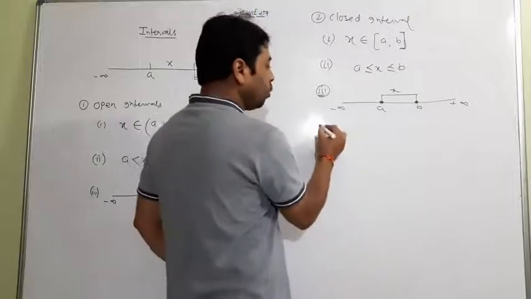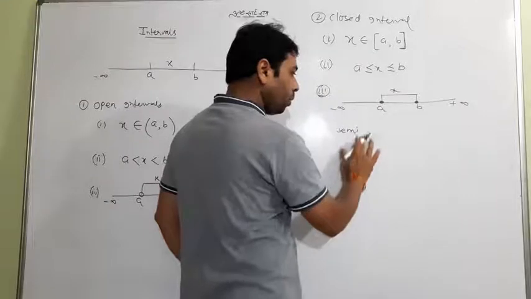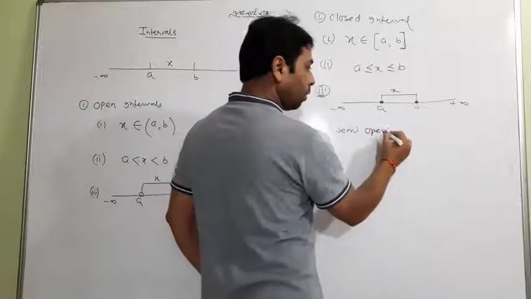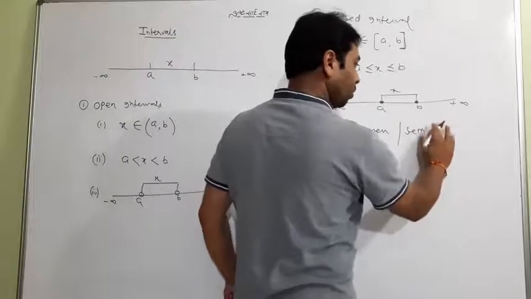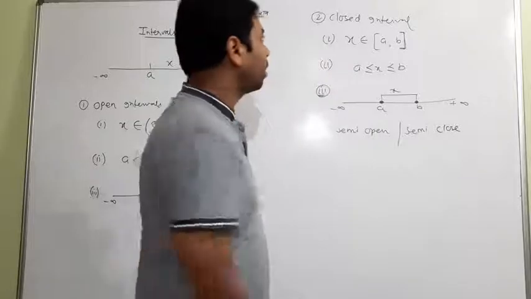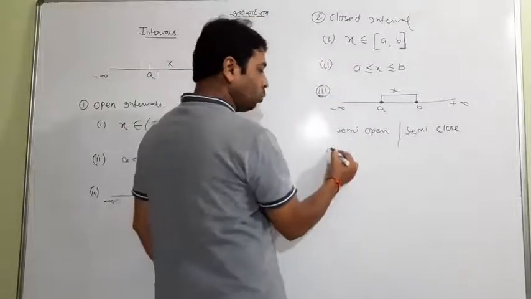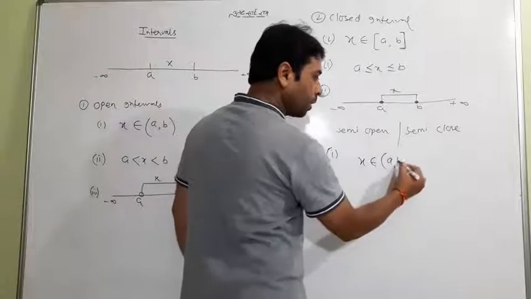Third is semi-open or semi-closed. Meaning at one end it is closed and at one end it is open. I think that is also very simple to you. So I'm writing that only. X belongs to (A, B]. First this, look at this.